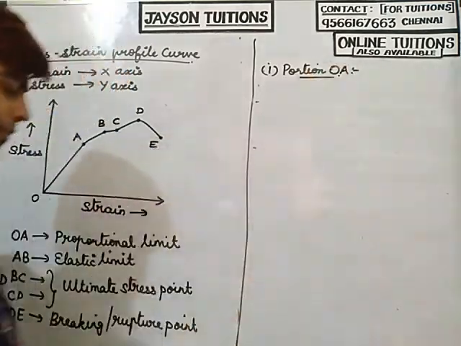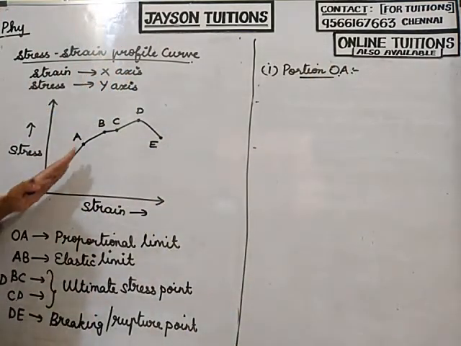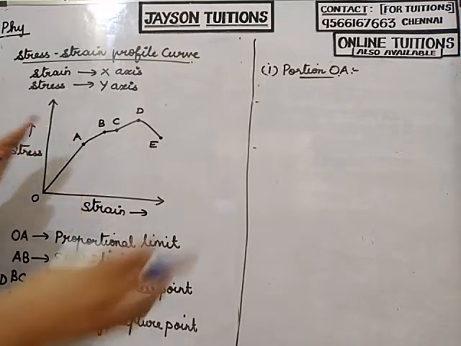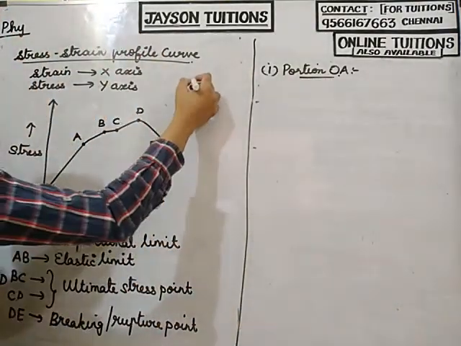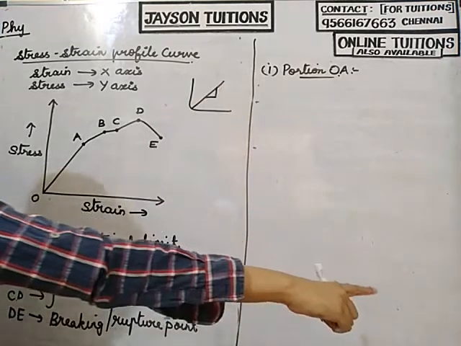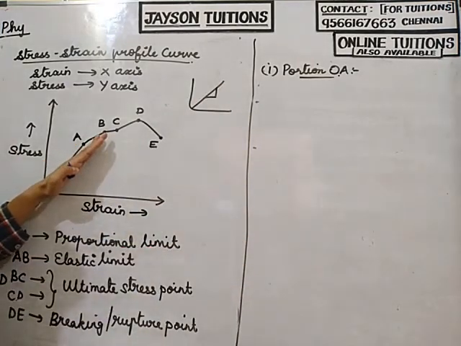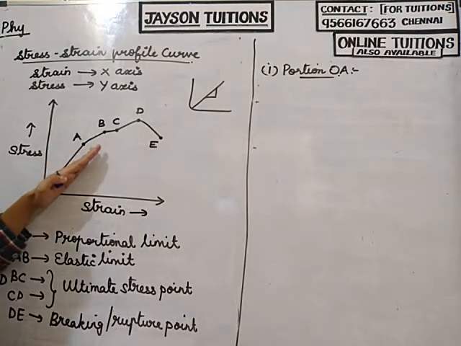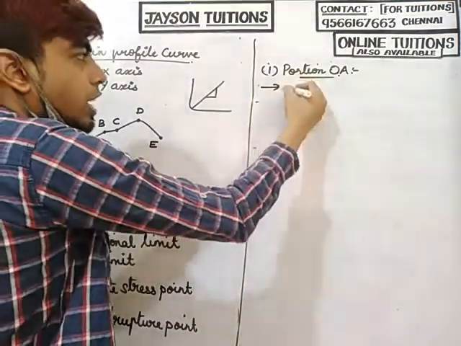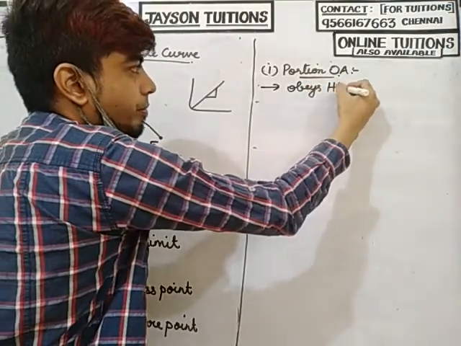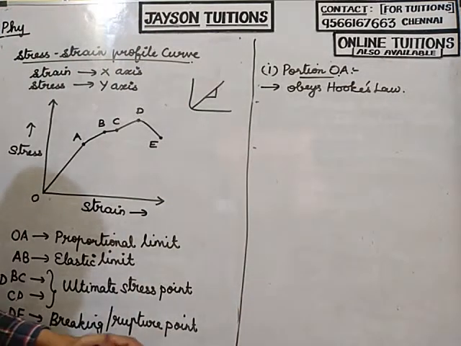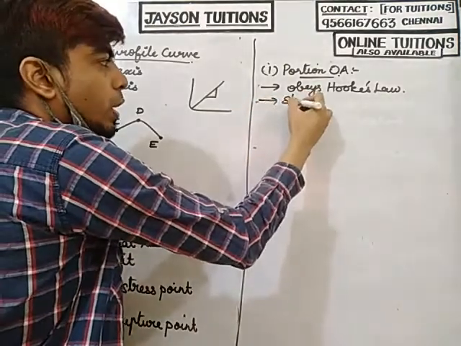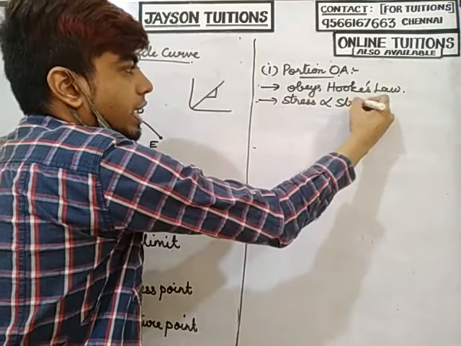Portion OA. So what is this portion OA? I am getting a straight line, the same way I drew a graph like this. So if I get a straight line, what does it mean? This portion obeys Hooke's law. It obeys Hooke's law means the stress is proportional to strain in this part.